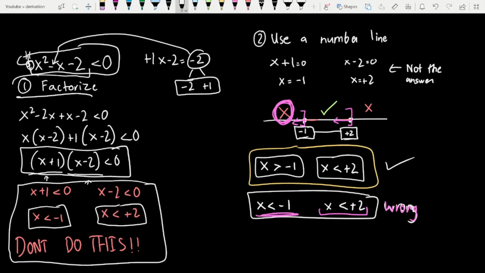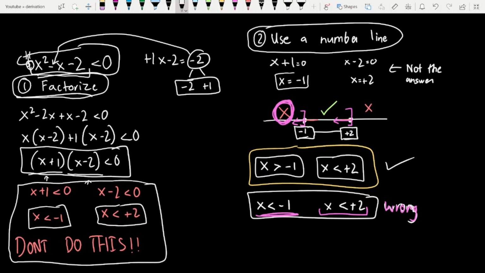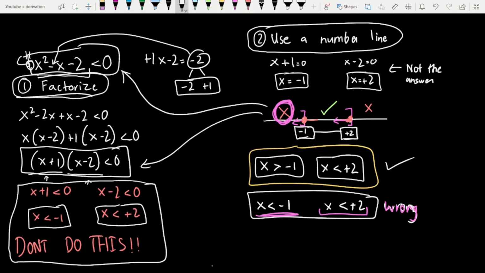All you got to do is first factorize, then use a number line. Those factors that you found, you're going to put them equal to 0, and you're going to find these 2 points of interest. Then you put them on a number line, you get your sections, and then you check those sections in either this equation or that equation. They're both the same equation, just different forms. You check that, and then you get the right answer.